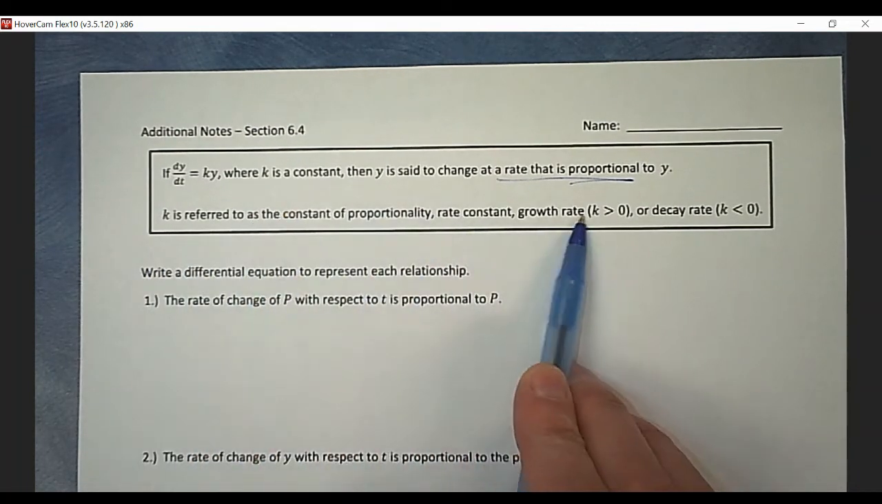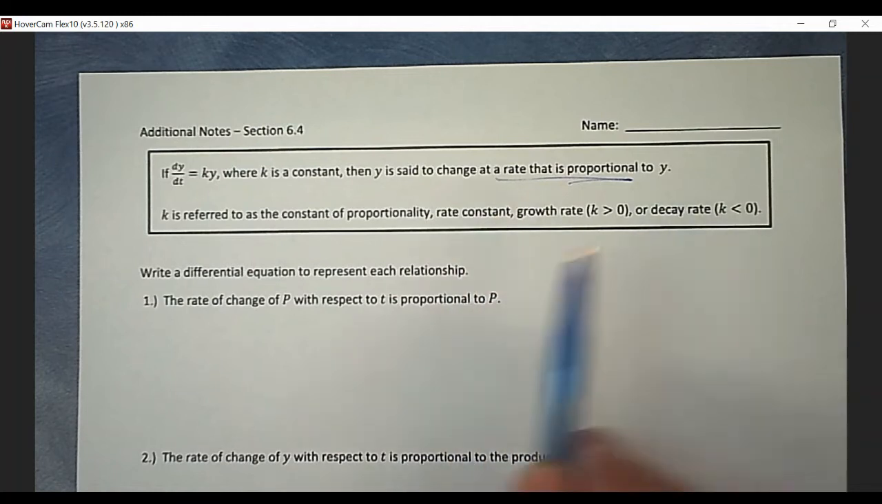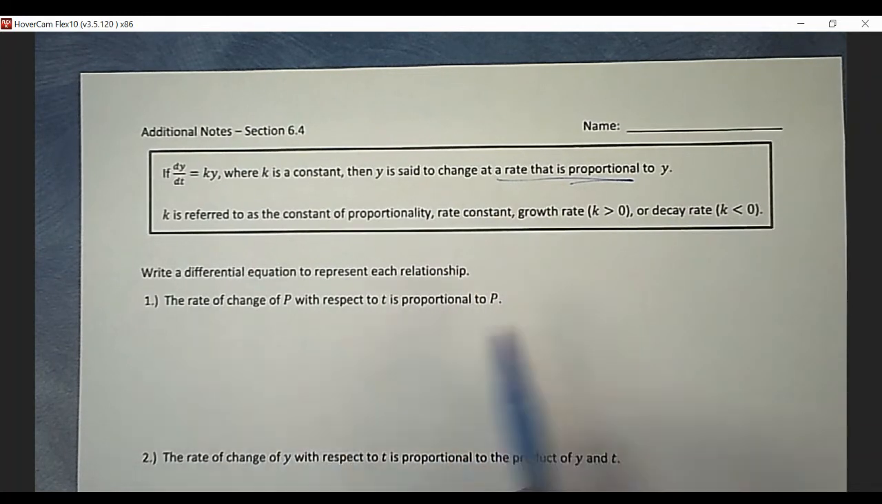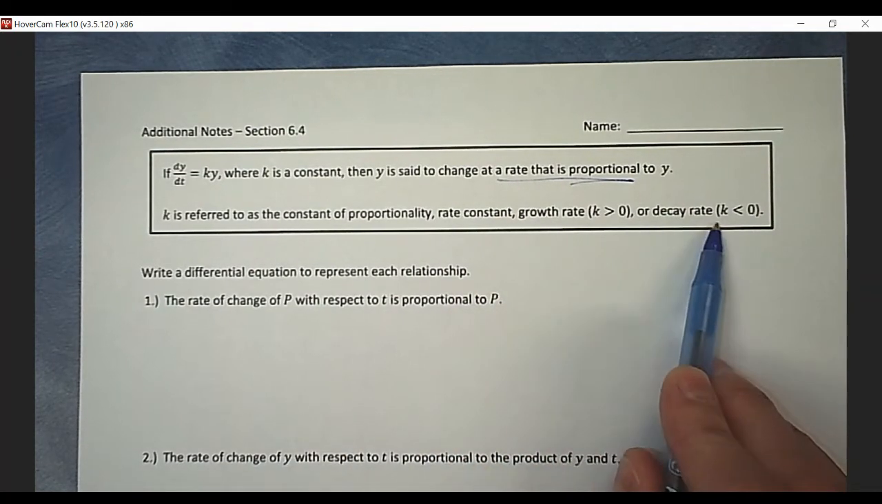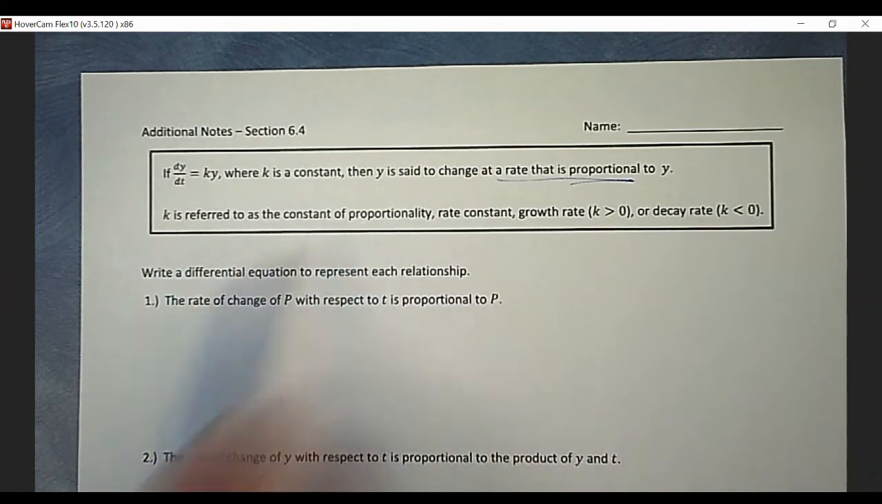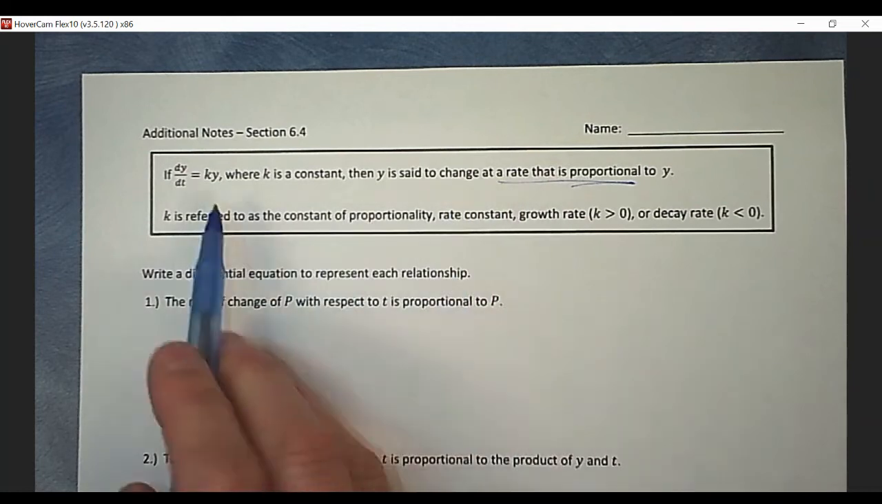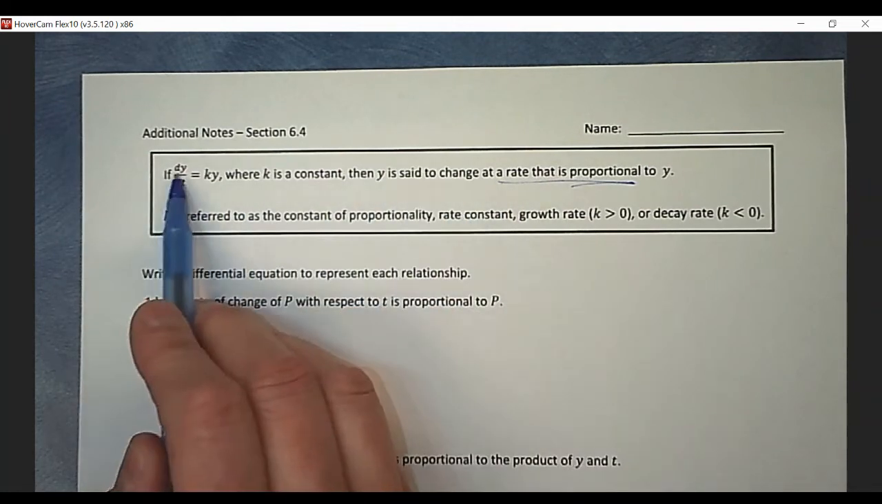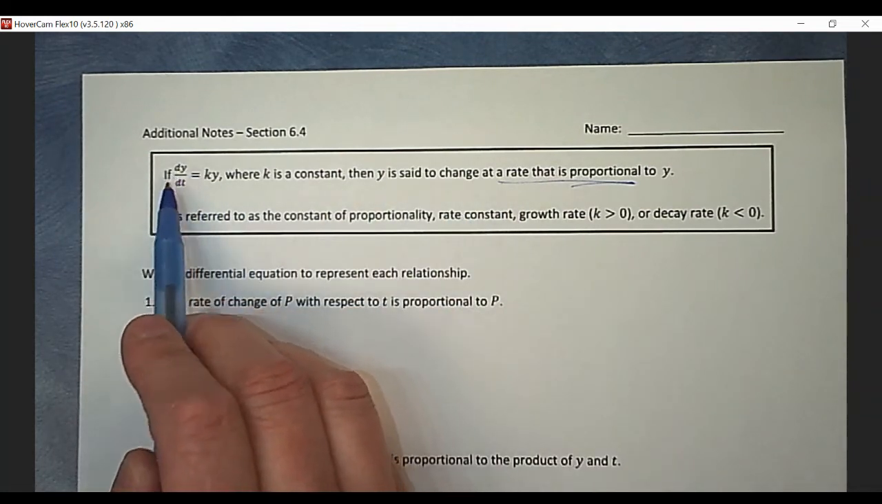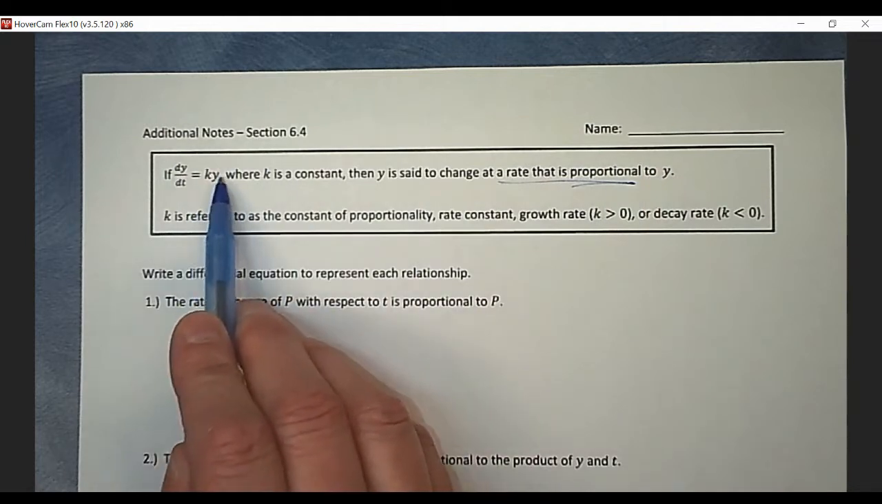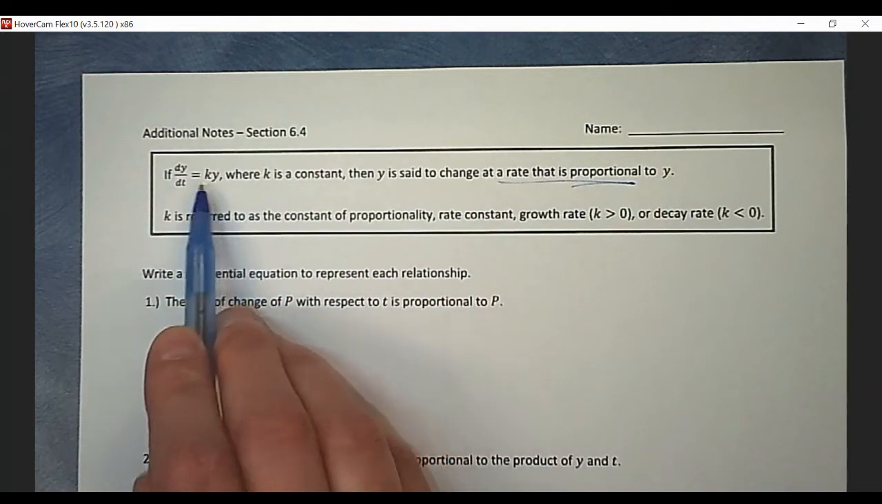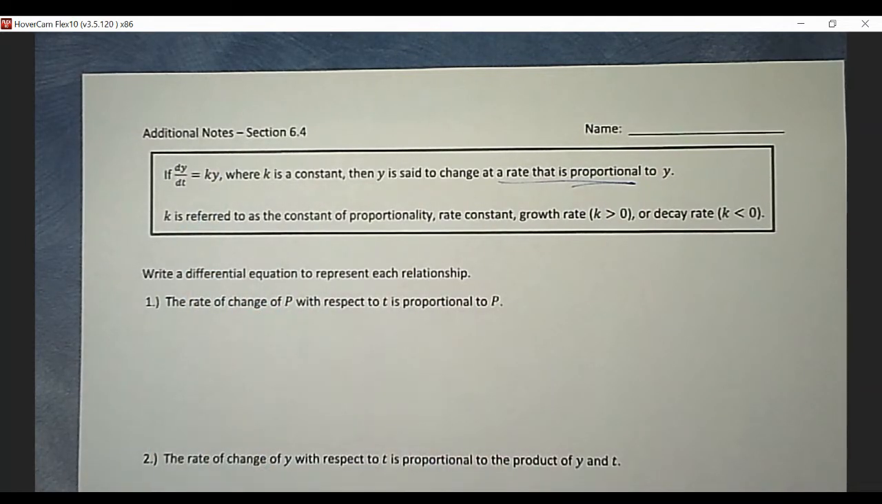And if your k is bigger than 0, it's a growth rate. If your k is less than 0, if it's negative, it's a decay rate. This part really won't come into play for us, but k is called the constant of proportionality. So to get practice with this idea that if y changes, this is the rate of change of y, at a rate that's proportional to y, you just multiply the constant by y. I have a little practice down here with that vocab.